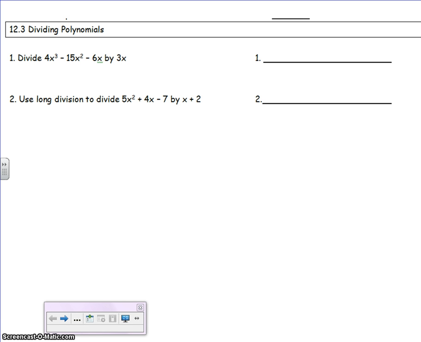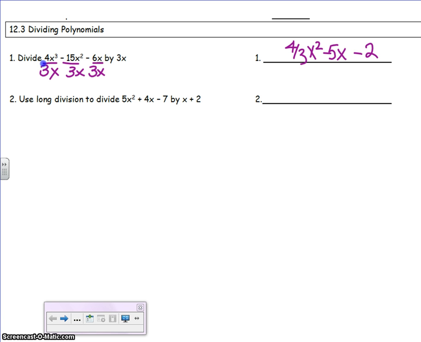Okay, for the first one, we need to do division. We're dividing a polynomial by a monomial. So the way I did it, remember, we can just divide each of these by 3x and then use our exponent rules to simplify them. 4/3 doesn't simplify, so we'll leave it as 4/3. x to the third over x is x squared, minus 5x, minus 2. 6x over 3x reduces out. That's going to be our final answer for that one.